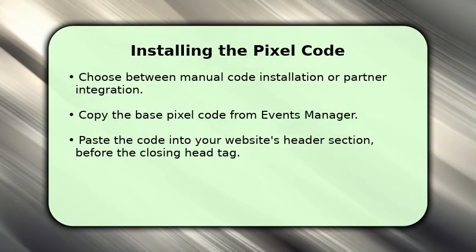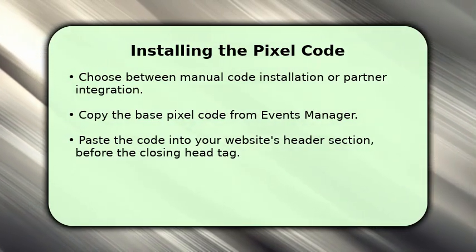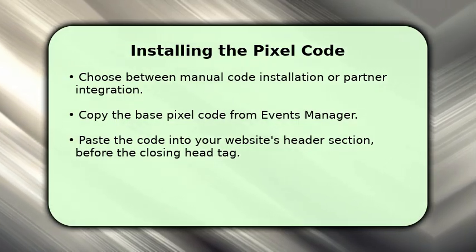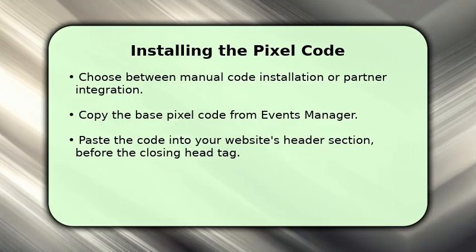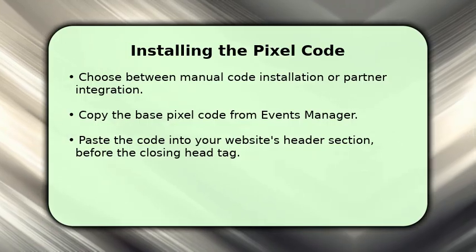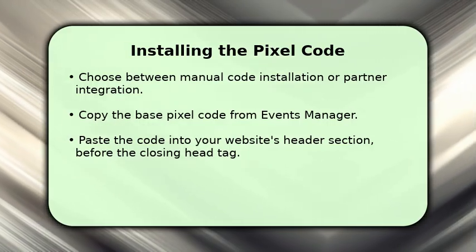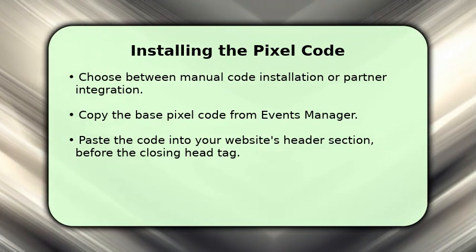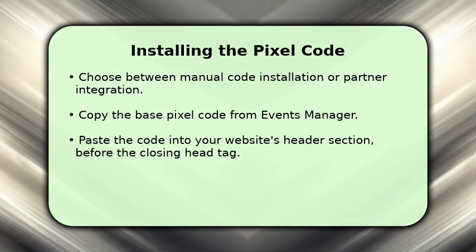Next, you'll install the pixel code. You have two main options: manually add the code or use a partner integration like Shopify or WordPress. If installing manually, copy the entire base pixel code provided in Events Manager. Then, paste this code into the header section of every page on your website just before the closing head tag.